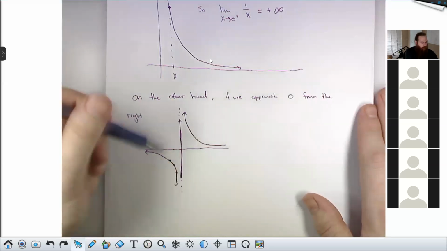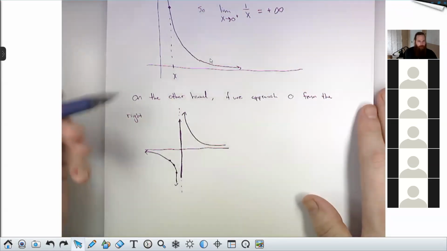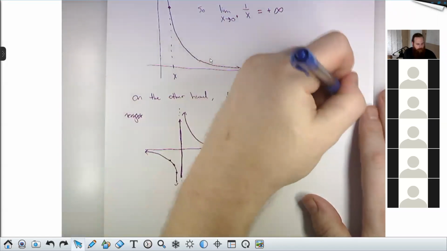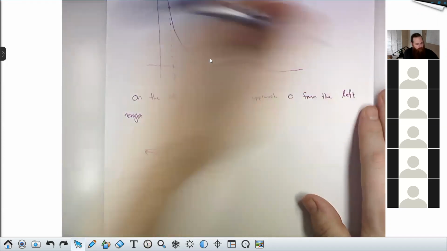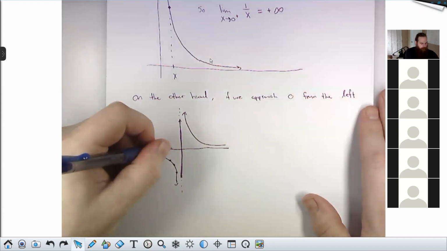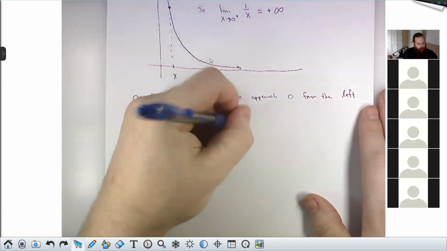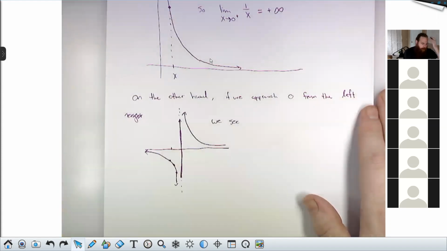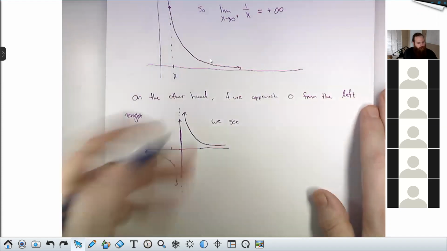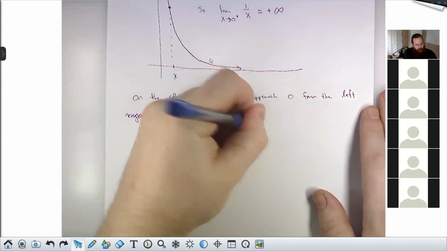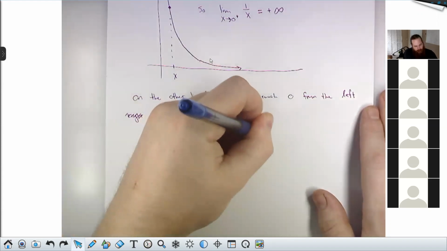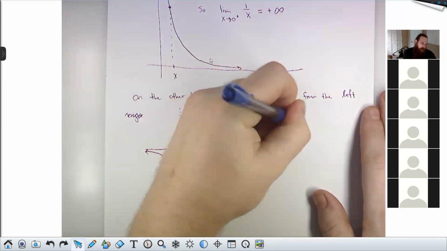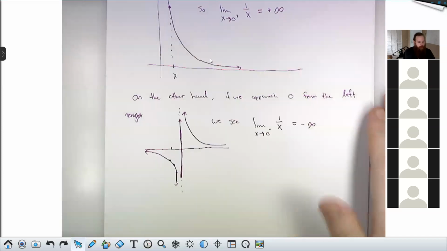these y values are blowing up, but they're blowing up in the negative direction. So, oh, I wrote right, didn't I? Yeah, sorry. So on the other hand, if we approach 0 from the left, yeah, if I try to sneak in this way, we see the same thing. We could make that table again, and the table would be identical, just all the y values would be negative. So because we are diving off to negative infinity, we say that this limit is negative infinity.